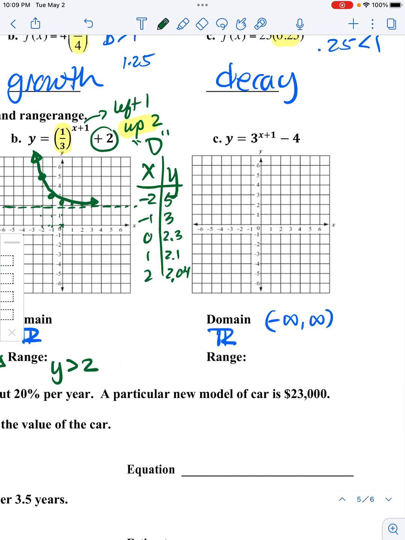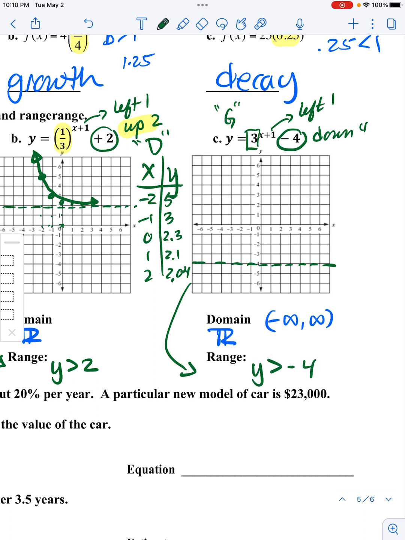Alrighty, last one. This is going to move down 4, left 1, and the thing raised to the power is a 3. So this is going to be actual growth. Down 4 is going to mean that my asymptote and everything moves down 4. So if this is my horizontal asymptote, my range will be above -4. All right, then I'm going to make myself another table and see how the numbers go.